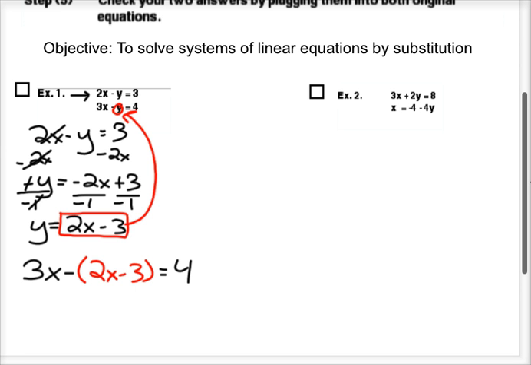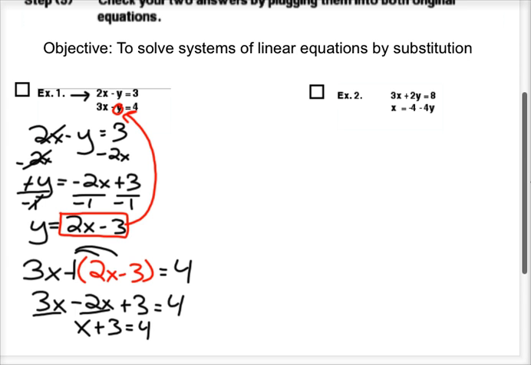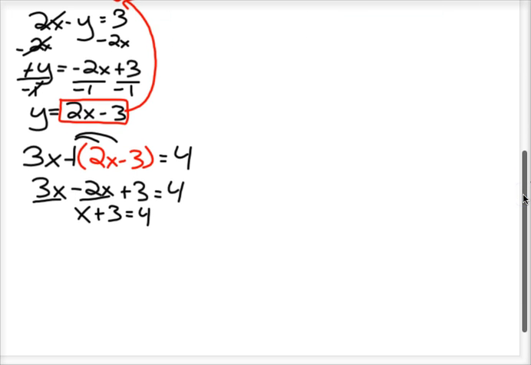So, first thing I'm going to do, and notice I had that negative 1 there, so just to make sure I don't make any mistakes, I'm going to distribute that negative 1 through the parenthesis. So I get negative 2x and a positive 3 equaling 4. I'm going to combine my like terms, 3x minus 2x. So that's just going to leave me 1x. So x plus 3 equals 4. Subtract 3. And I get that x equals 1. So we are halfway there. I know what x equals.